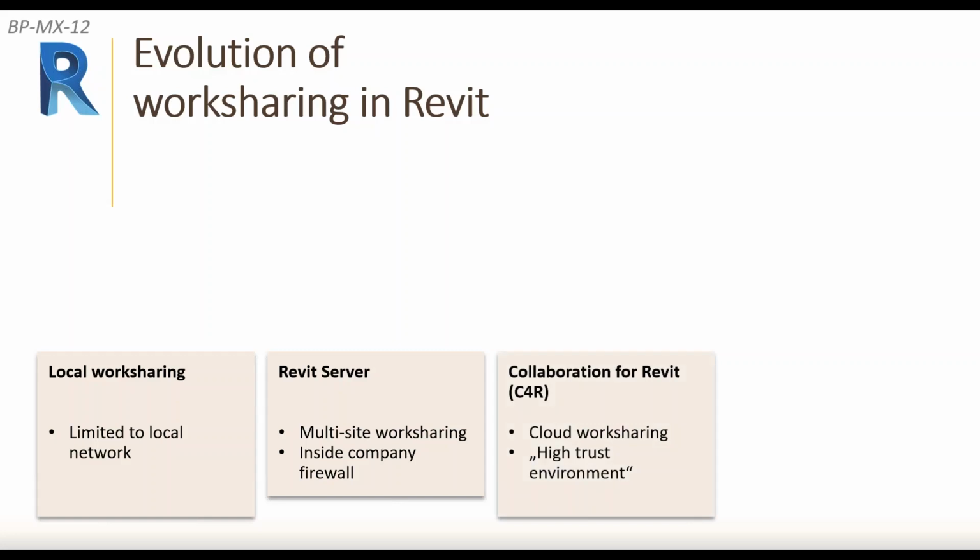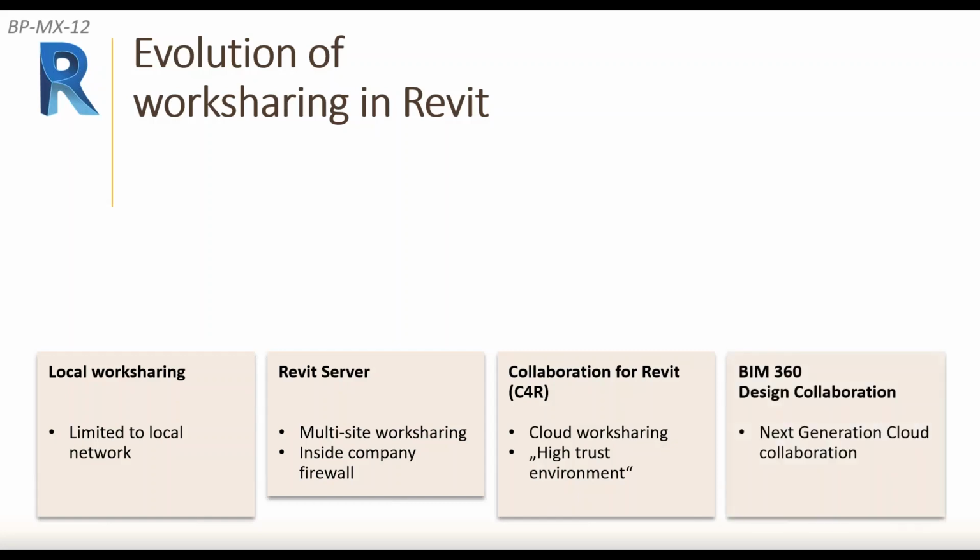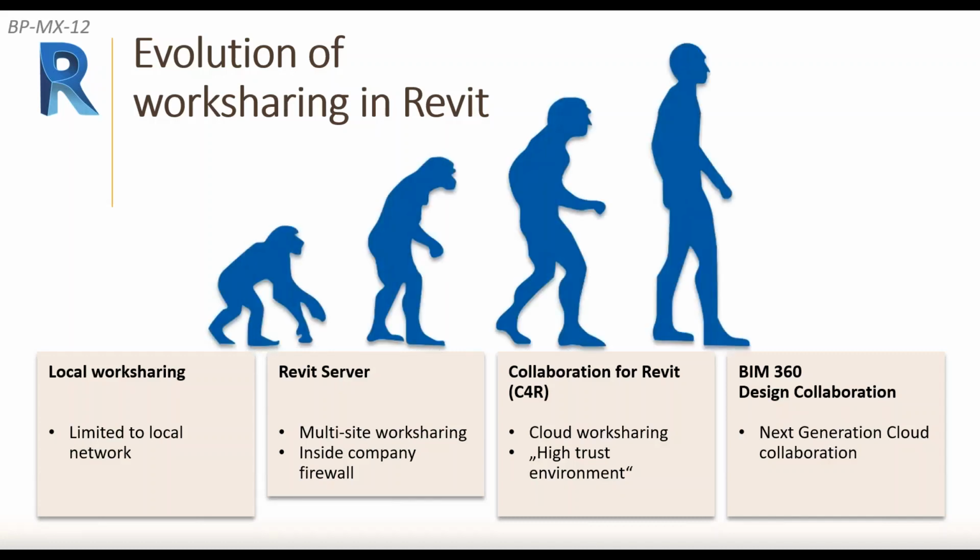And then C4R for Revit came out, so the collaboration for Revit, which allowed you to share the information into the cloud and do exactly the same thing, but in the cloud environment. And since then, BIM 360 Design Collaboration has become available. So this is the next generation where you're allowed to do exactly the same, but you're saving your files directly into the cloud so you can collaborate with all the other users on the project. So it's evolving, or has evolved over time.